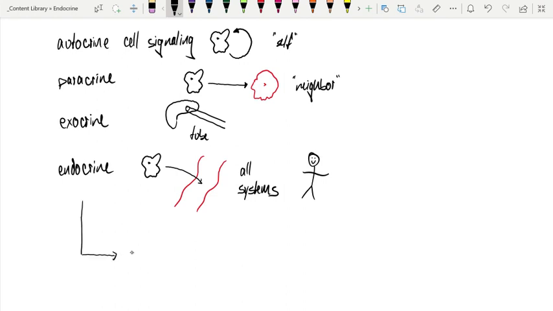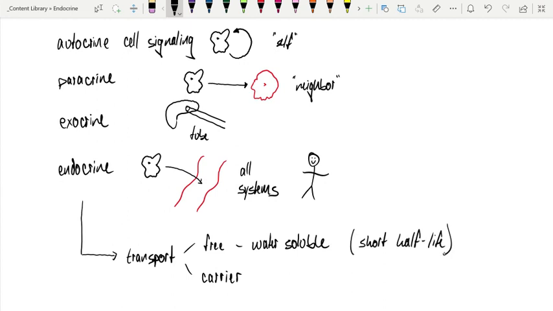We have to think about transport. And we can divide transport of these hormones up into two fairly broad classes. One we'll call free, and the other requires a carrier. Things that can be transported free include primarily things that are water soluble. And importantly, a correlation that I want you to make is that these types of hormones tend to have a short half-life. What is the half-life? The half-life is how long these hormones are going to exist once they've been released from the gland.